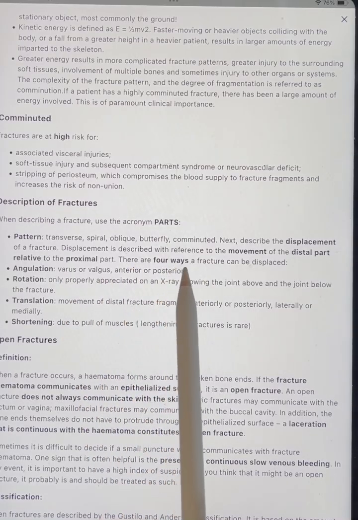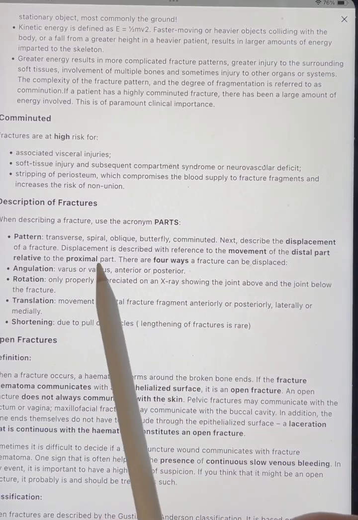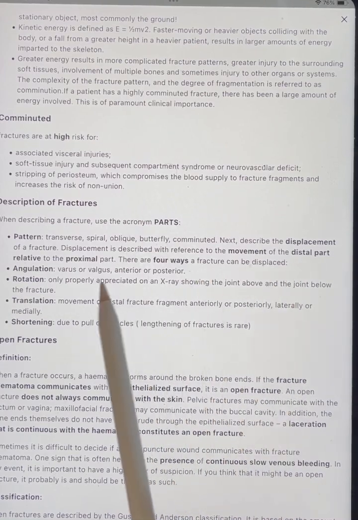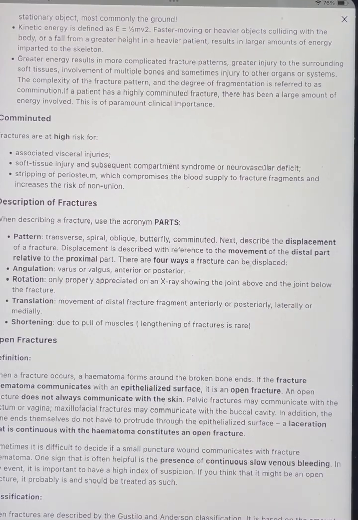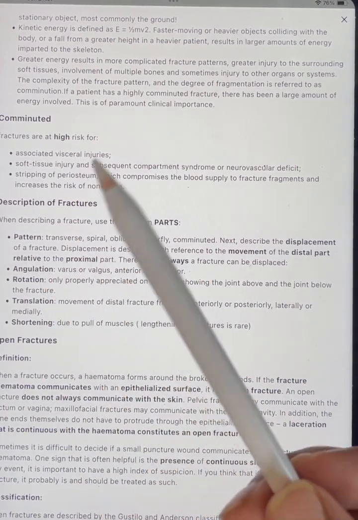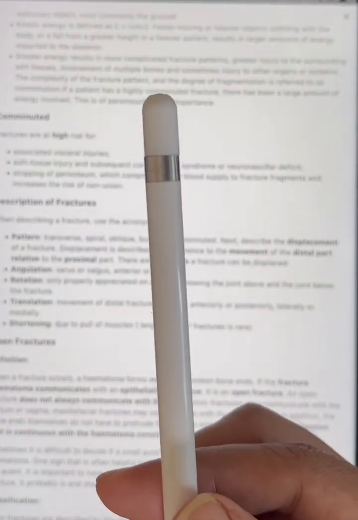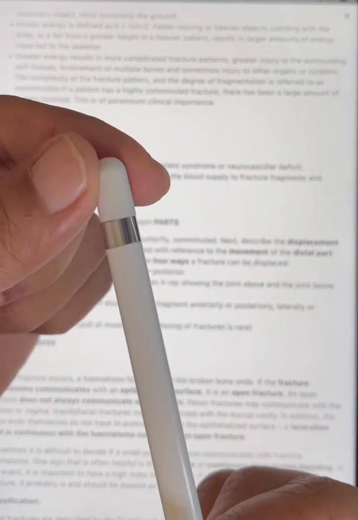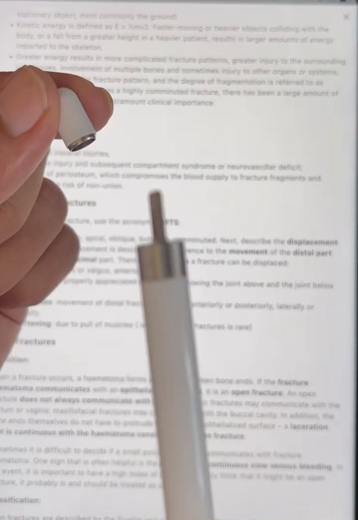Displacement is described with reference to movement of the distal part. So what is this displacement? It is the movement of the distal part relative to the proximal part. So these are the two parts. For example, this is the distal part and this is the proximal part.